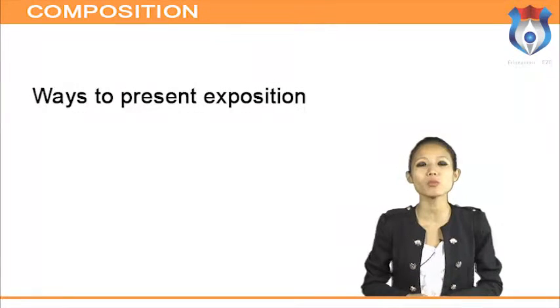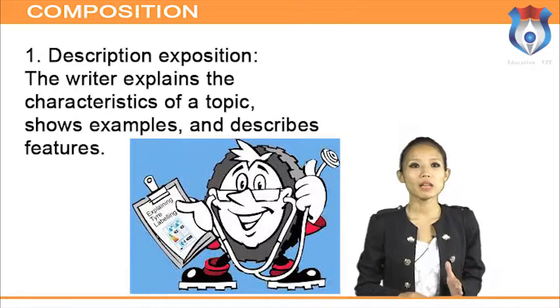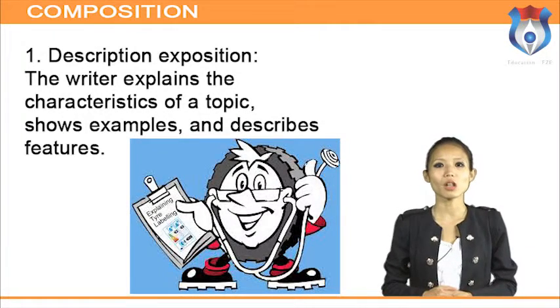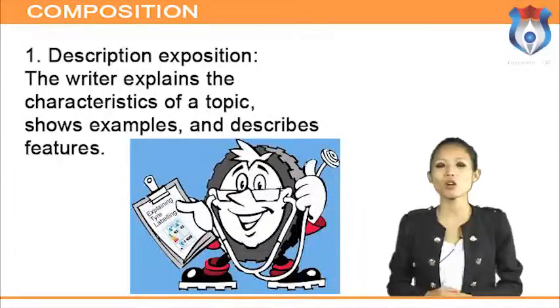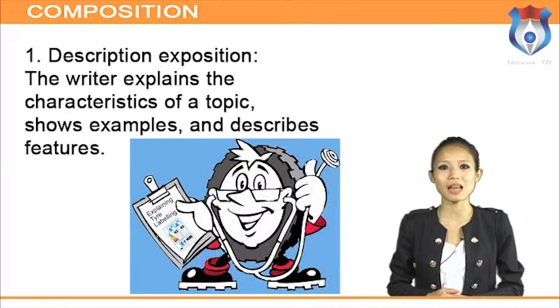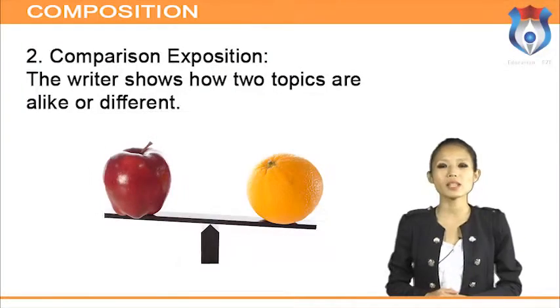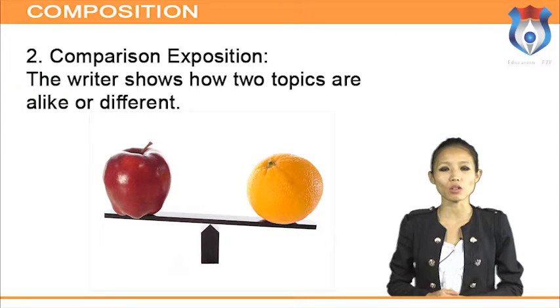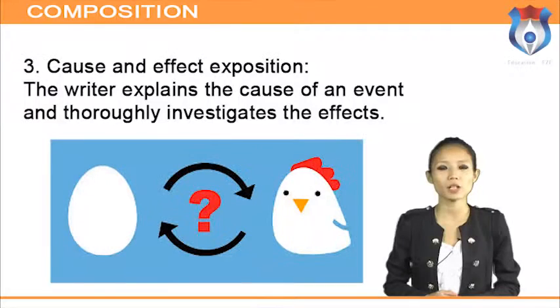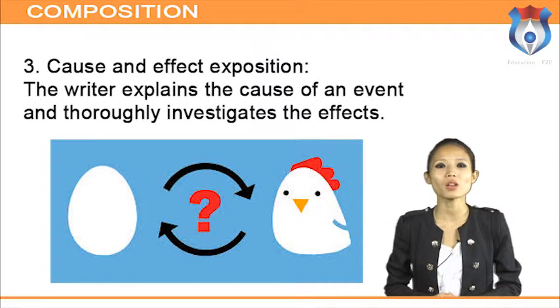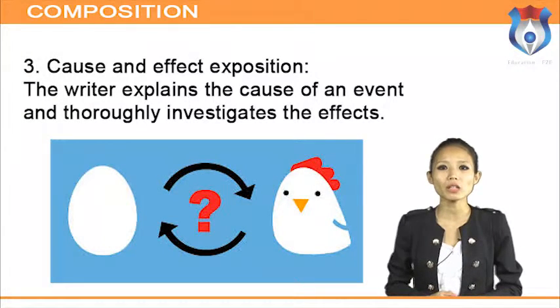There are certain ways to present exposition. They are description exposition. The writer explains the characteristics of a topic, shows examples, and describes features. Comparison exposition. The writer shows how two topics are alike or different. Cause and effect exposition. The writer explains the cause of an event and thoroughly investigates the effects.